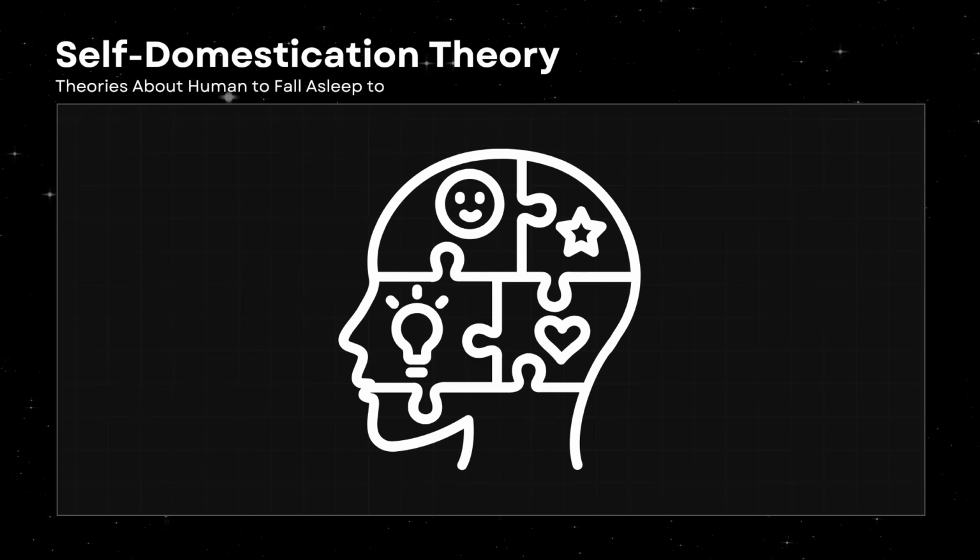Humans show some of the same traits. Compared to our ancient relatives like Neanderthals, modern humans have smaller faces, shorter jaws, and rounder skulls. We also tend to be more social, more playful as adults, and more tolerant of strangers. These changes suggest that we followed a similar path, not because another species shaped us, but because we shaped ourselves.